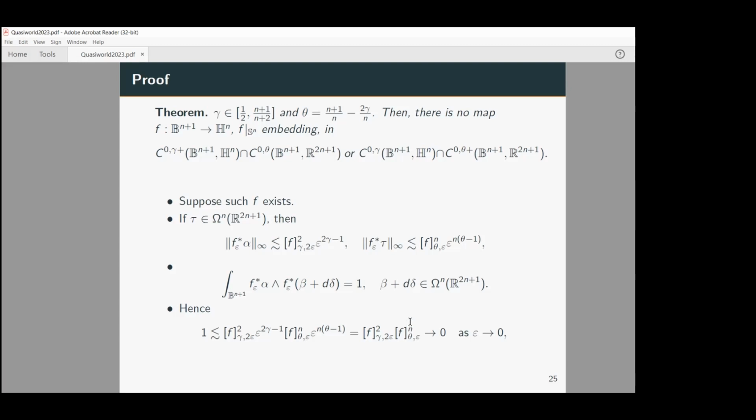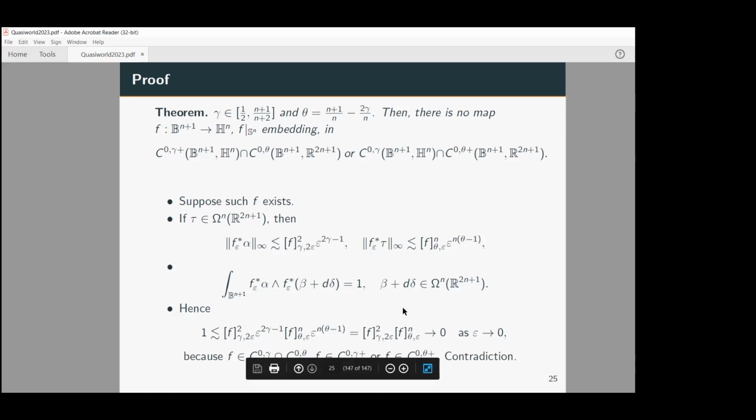Why? Because f belongs to C0 gamma intersected with C0 theta, which means both expressions are bounded. However, f is in C0 gamma plus or f is in C0 theta plus. If f is in C0 gamma plus, then the first factor converges to 0. If f is in C0 theta plus, the second factor converges to 0. So the product converges to 0, and we arrive at a contradiction, and that's the end of the proof.